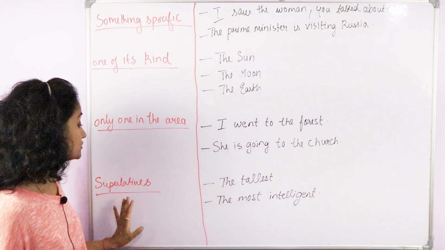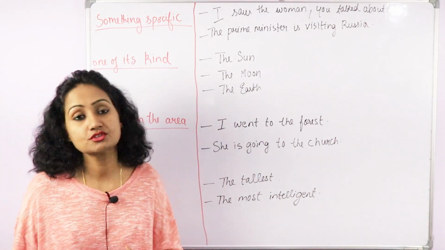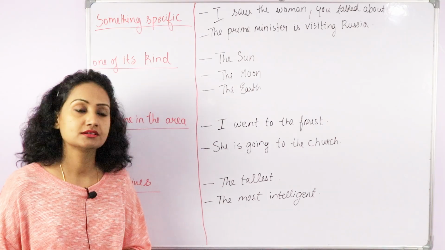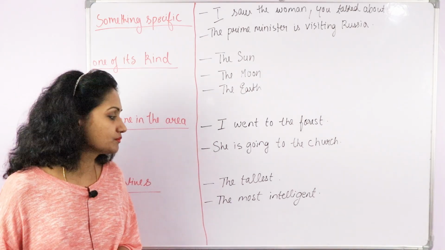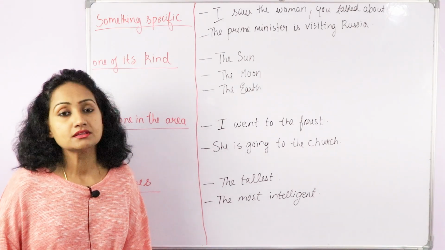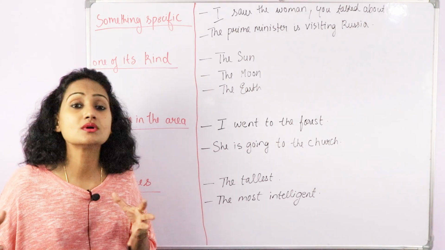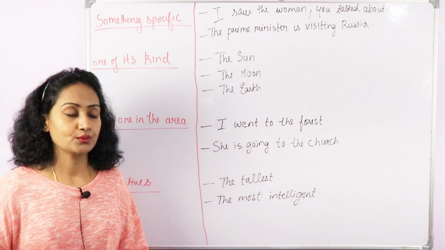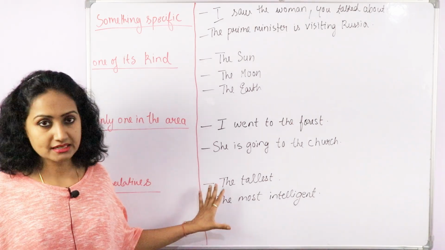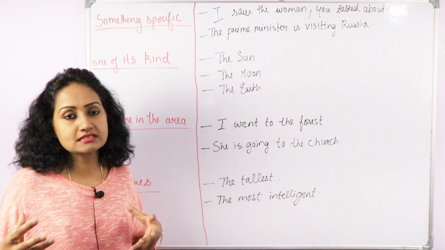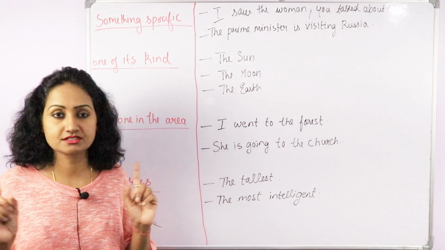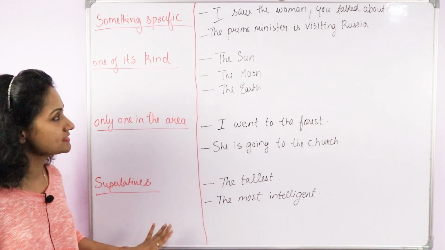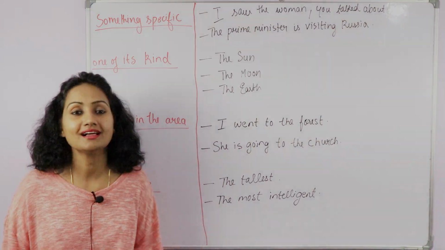Next is superlatives. Superlative forms of adjectives, we know, like the tallest, the most intelligent, the oldest. This is the oldest building in the town. The tallest building in the town, the most intelligent girl in the class. So one specific. Okay, so these are the places where we use the definite article "the".